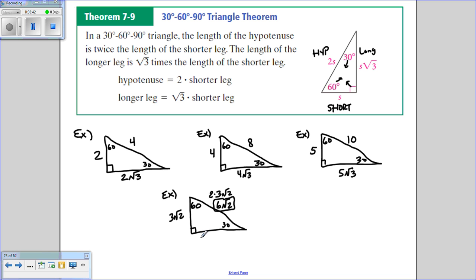The long leg is the short leg, which is 3 radical 2 times radical 3. Here I can multiply the radicals together, giving you 3 radical 6. 6 cannot be split, so that is simplified, and that's the long leg.